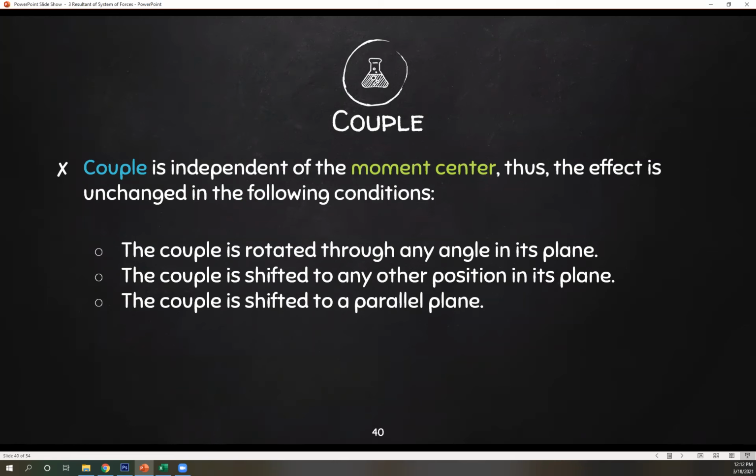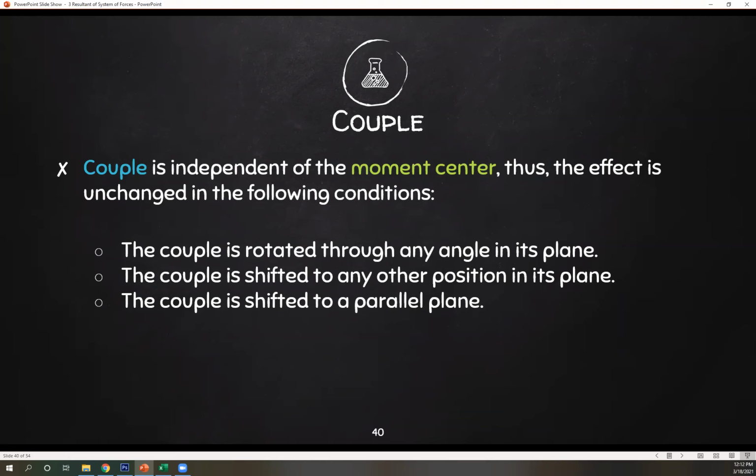So this means that even though, for example, you have 4 points in your system and you have a couple there, even though you take, let's say, summation of moment at A, B, C, or D, it doesn't matter. The equivalent of your couple is still the same. Okay, that's why it's independent of where your moment center is.